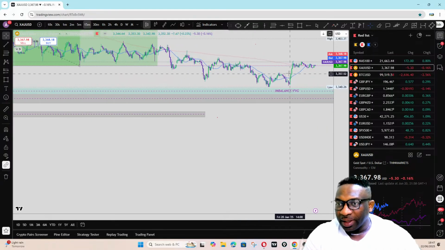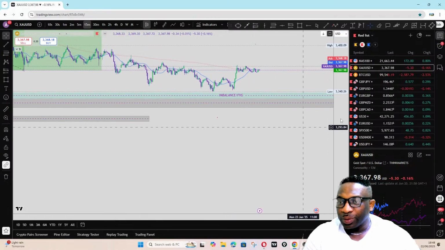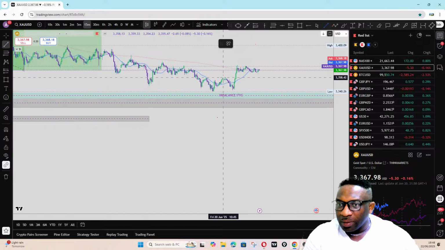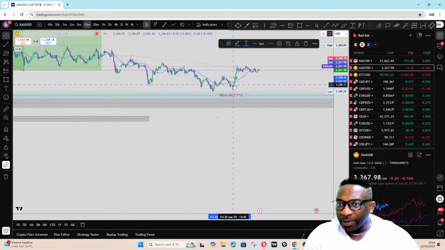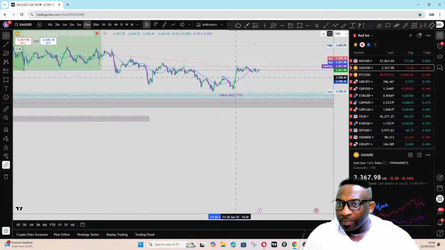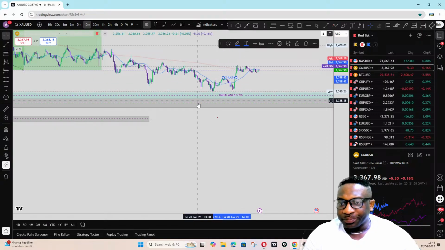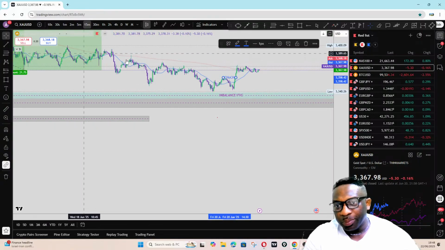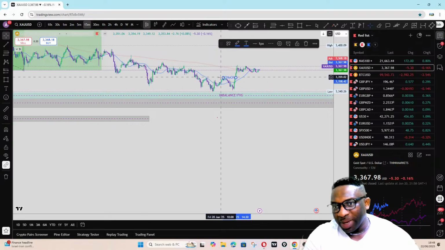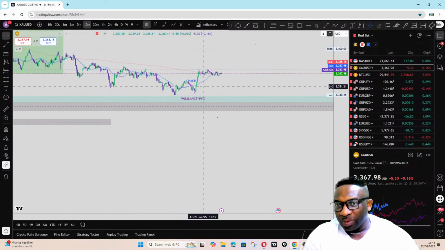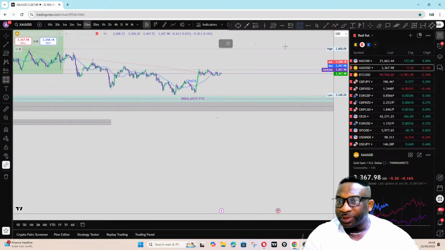We currently had a change in character as price took out this high. So currently we have a change in character here. Let's mark out this change in character, because we are pushing down. Now price has broken above this previous high. So if we are going by this, this will be the origin. So these are all the scenarios that we can build to plan our trades.